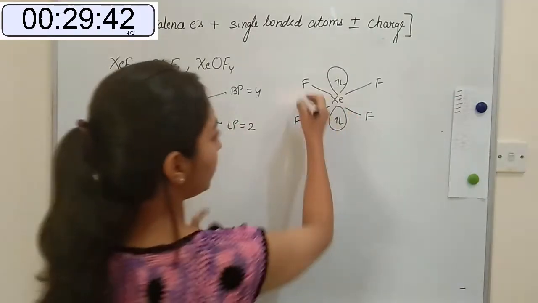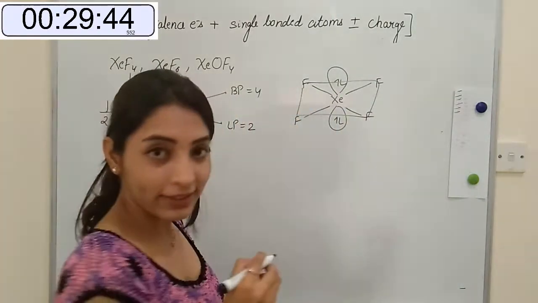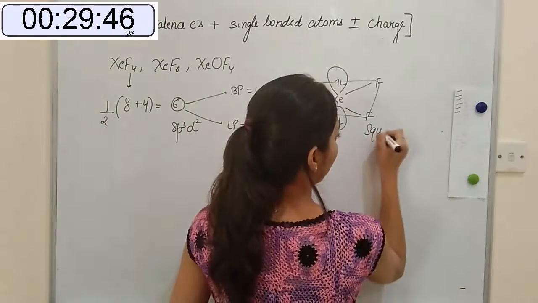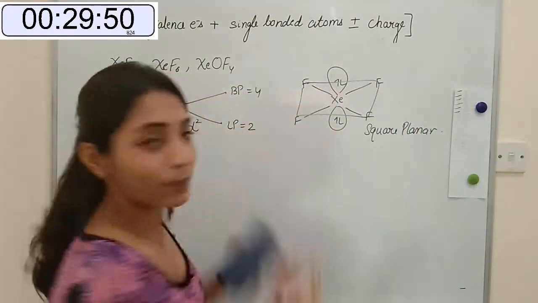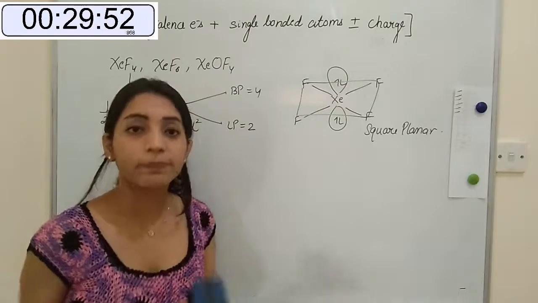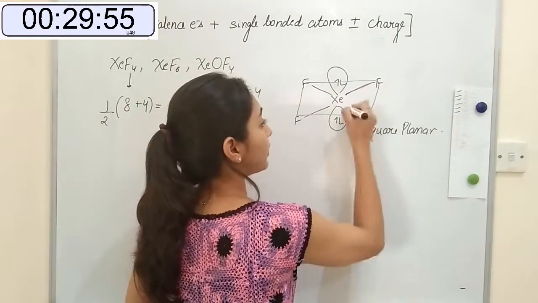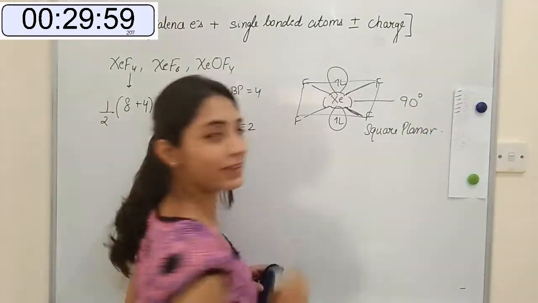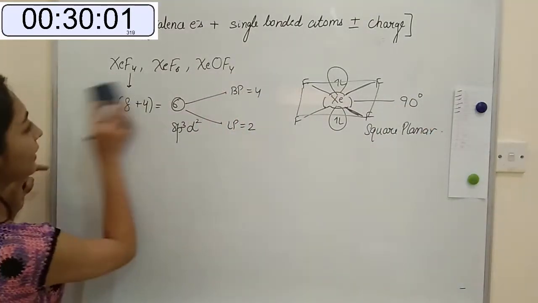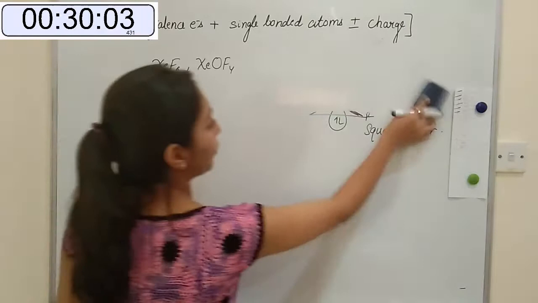Now when you take the picture, only this picture comes, right? So this is square planar because there is a square in the plane of the paper. So this is square planar. Now moreover, all the bonds are in the square, so the bond angle will be 90 degrees. Understood? So this is about XeF4. Now let us study about XeF6.